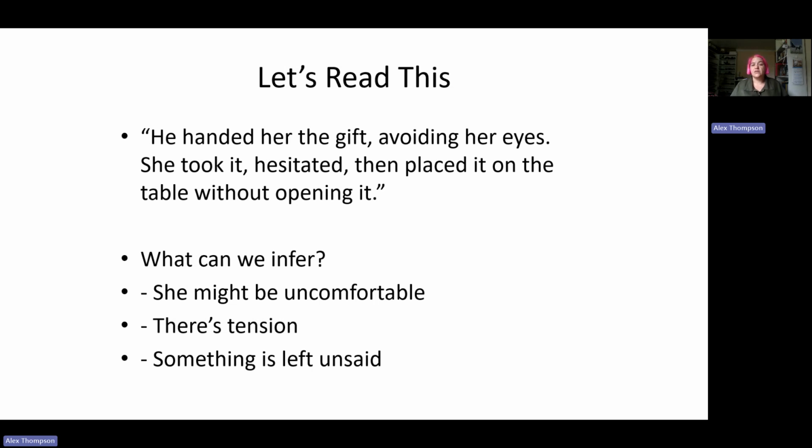Well, we could infer that perhaps she is uncomfortable. Maybe there's tension because there's no eye contact, there's no smiling, there's no dialogue or talking. So again, we can look for what isn't there as much as what is included. Something is left unsaid. So yes, we could understand that she might be uncomfortable, there's tension, he may be giving her something that she doesn't want. She could even potentially be scared. There's a lot that we can infer, a lot we can understand from this example without the information being given to us directly.